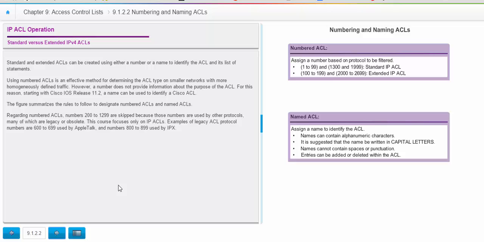Now, with standard and extended ACLs, you can create them using either a number or a name to identify the ACL and its list of statements. If you use a numbered ACL, you can assign a number based on protocol to be filtered. You've got 1 to 99 or 1300 to 1999, and those are for your standard IP ACLs. With your extended IP ACLs, you can use 100 to 199 and then 2000 to 2699. If you use a named ACL, names can contain alphanumeric characters. It's suggested that the names be written in capital letters. It just makes it easier to see when you're looking at your configs to make sure you have things in there right. It kind of stands out. Names cannot contain spaces or punctuation, and your entries can be added or deleted within the ACL.